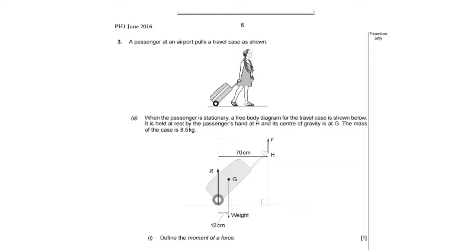We have a diagram here showing distances. We have 70 centimetres from the pivot, 70 centimetres, and we also have 12 centimetres for the weight.